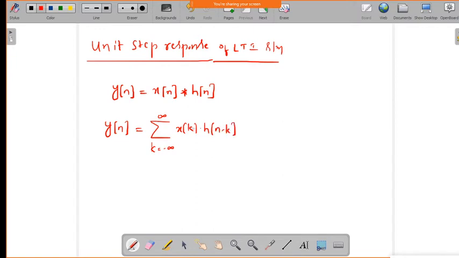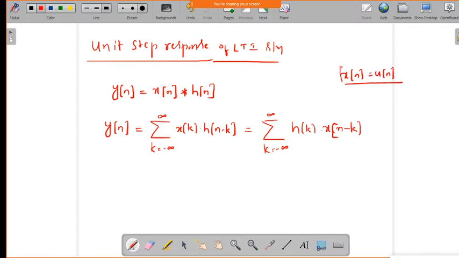You can also write this in another form: summation k equal to minus infinity to plus infinity, h of k into x of n minus k, that also I can take. This is another equation I can use. If I shift this, the response can also be written as a convolution equation.